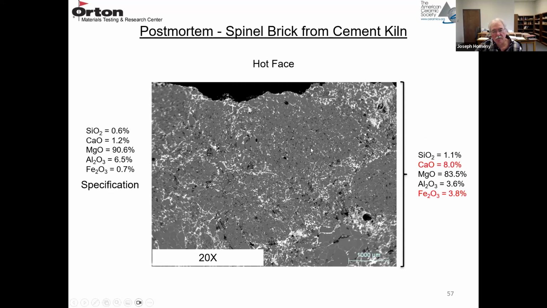So this is right at the hot face. The MgO content is about 83%, but now we have some lime dissolved in this material, and also some Fe2O3. So the MgO content is down because of the impurities dissolving in here, and so is the alumina content. It decreases.